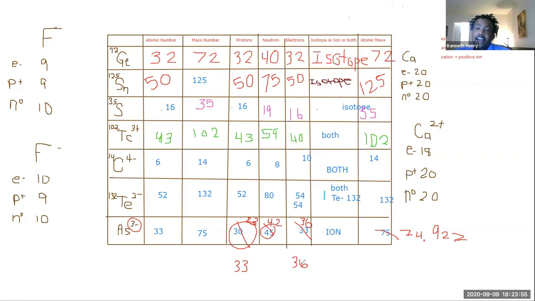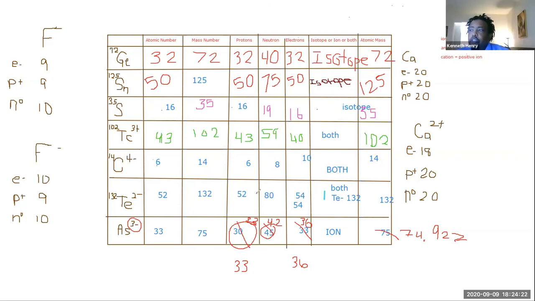Okay. And then ions, anything that has a charge is called an ion, right? So this one is an ion because it has a charge, where this one isn't an ion because it doesn't have a charge over here. So 3 plus means both? Is that why we say both, because it's 3 plus?